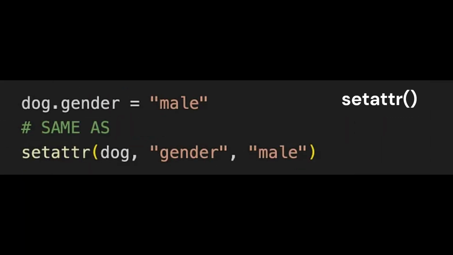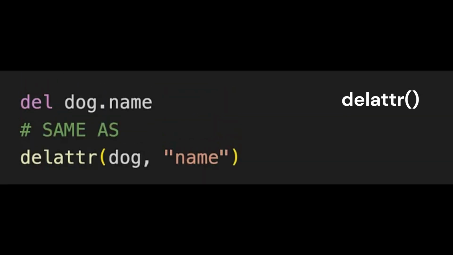Want to set or update an attribute on an object dynamically? Use setattr. It takes 3 arguments: the object, the attribute name as a string, and the value. Need to delete an attribute? That's where delattr comes in. Pass the object and the attribute name, and it's gone.